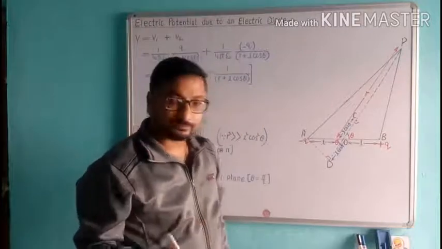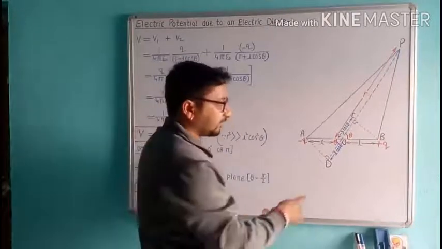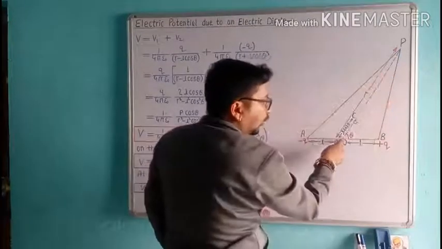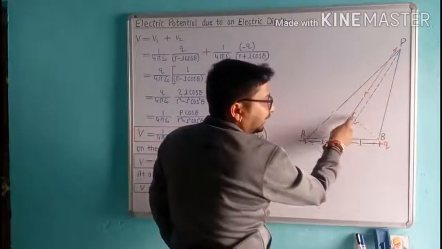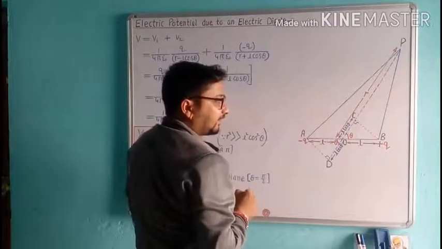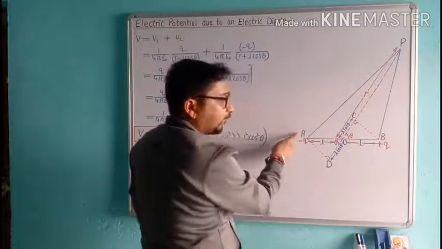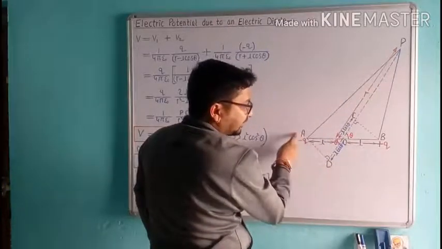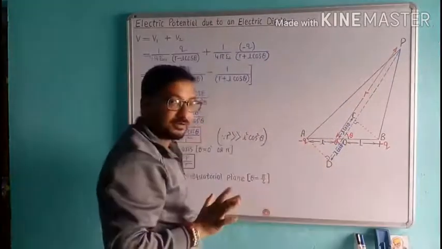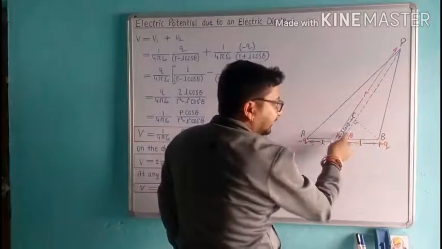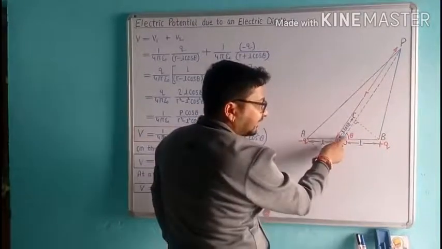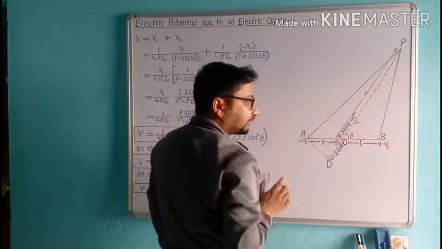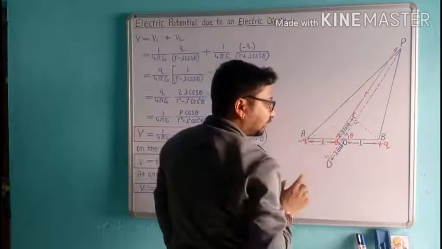Then draw normals from point B to the line OP. We get the BC line. And draw a normal from point A to the line OP. We get the AD line. Now, if this angle is theta, this angle is also theta, just opposite to each other.